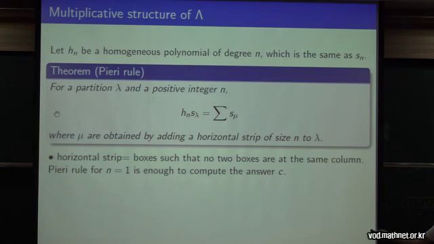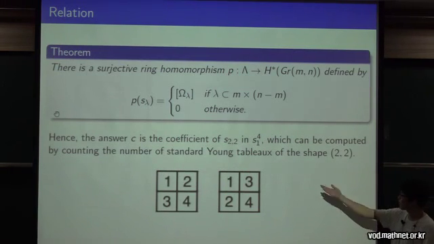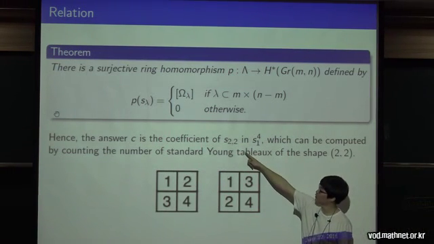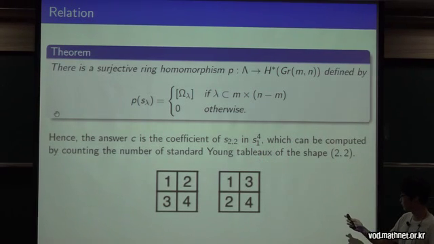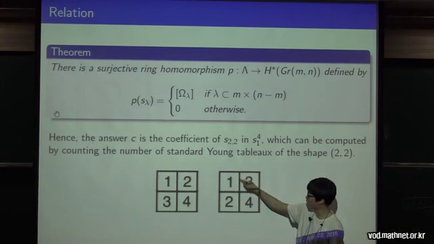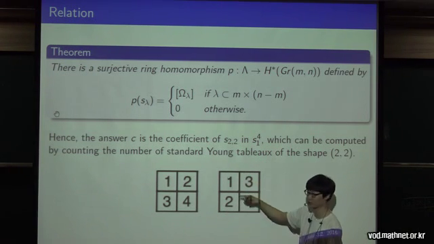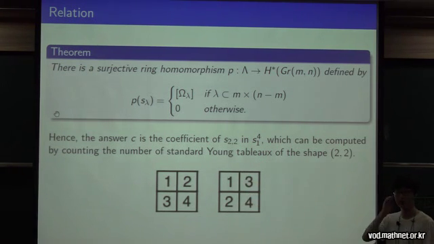Let me go back a slide. So this question is, how do you get the partition (2,2) by adding one box at a time? Here, there are only two choices. You add a box here, and after you add a box here, you have two choices. You either add this box first or this box first. There are no other choices, so this counts the coefficient of this in s_1^4. And so the answer is just 4.